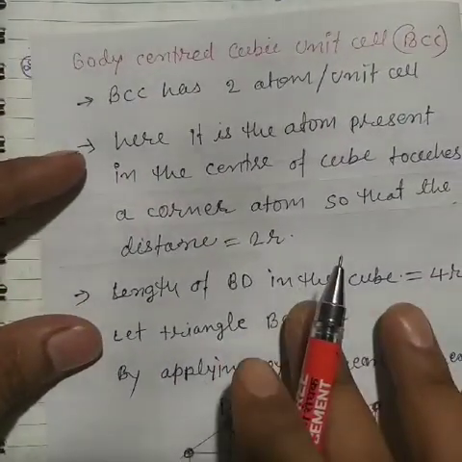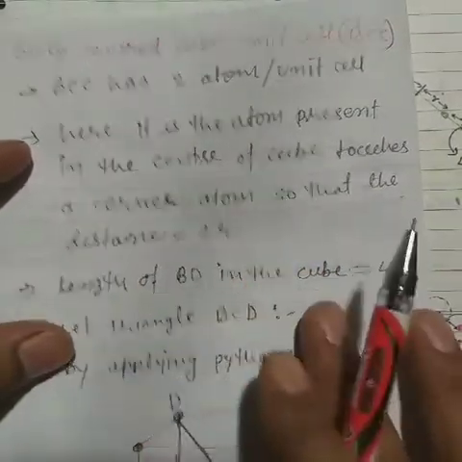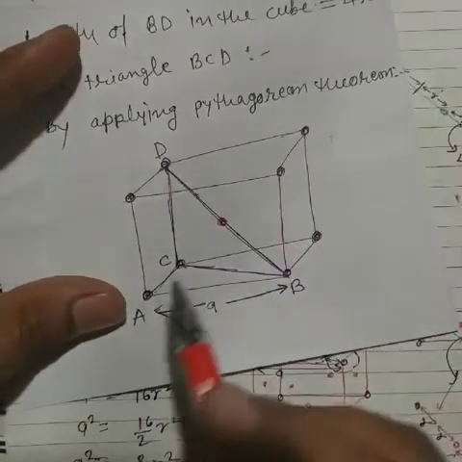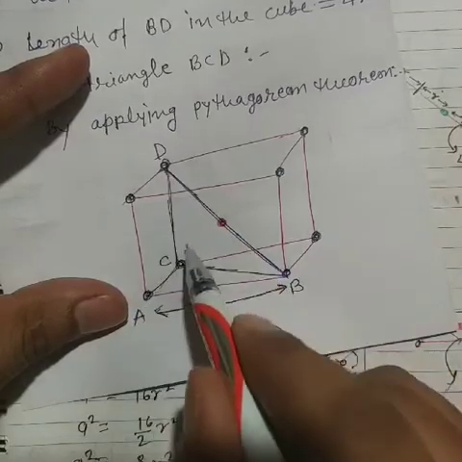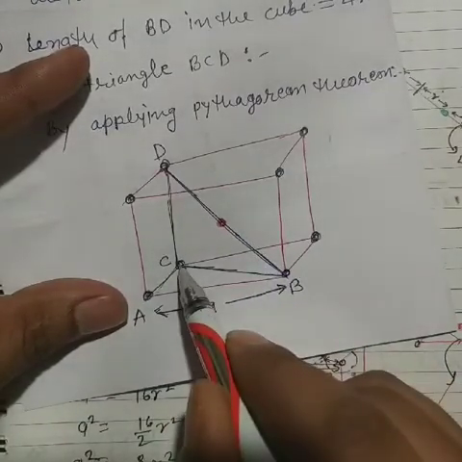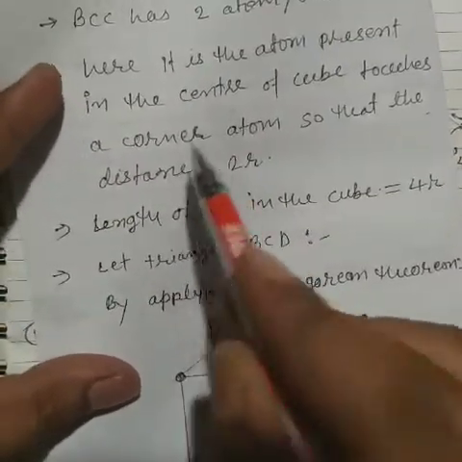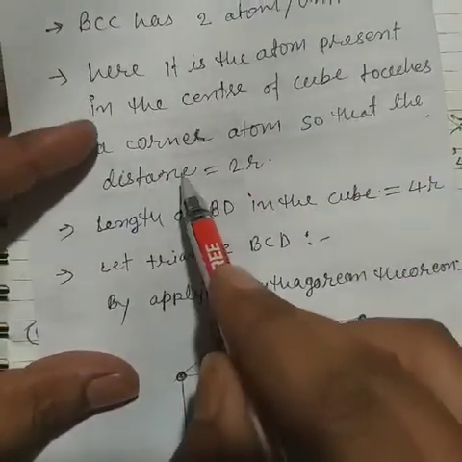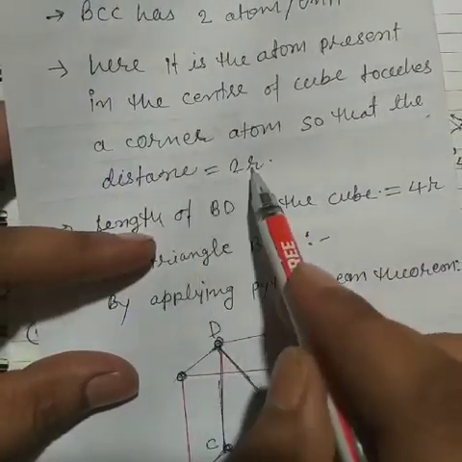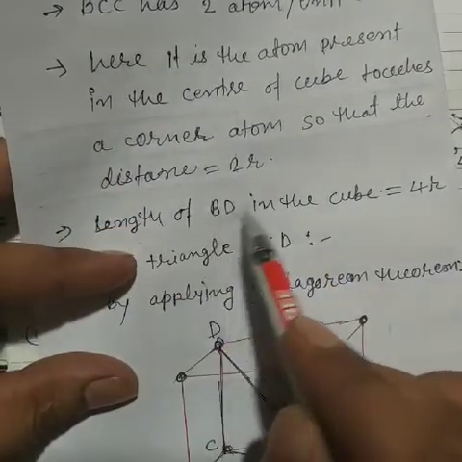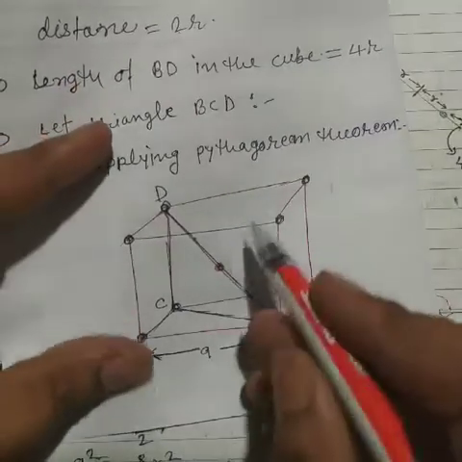Now the atom present in the center of the cube touches the corner atoms. Look at here. These atoms make a triangle, and this triangle also touches this triangle. The center atom of the cube touches a corner atom, so that distance is 2r. Now the length of the body diagonal in this cube is 4r. How is it? Now look at here, students.